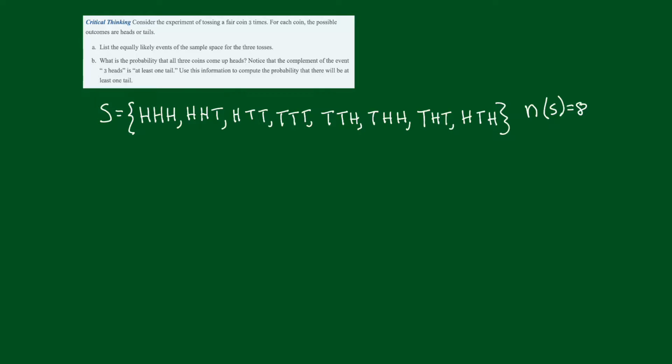Now, part B says this. This is part B. That was part A. Part B says, what's the probability that all 3 coins come up heads? Now, this is a relative frequency problem. What do you think it is? Give it a try. Come back. We'll do it together.